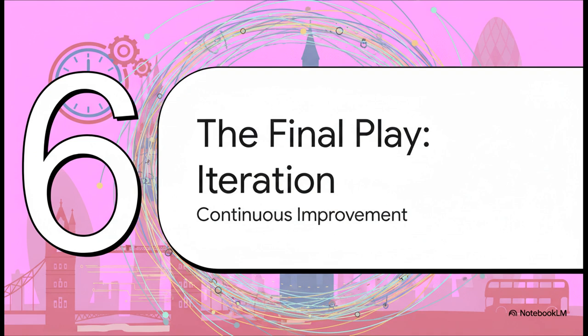And that brings us to the final and maybe the most important play in the book. Iteration. Because a production AI system is never really done. It's a living, breathing product that has to constantly evolve and improve. This is the loop of continuous improvement.